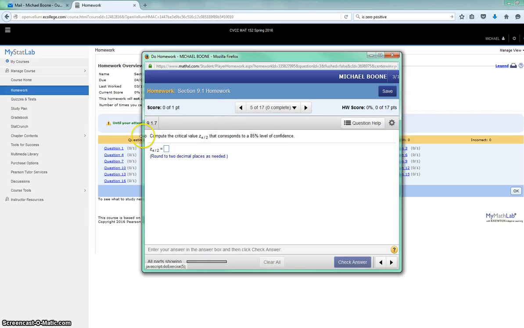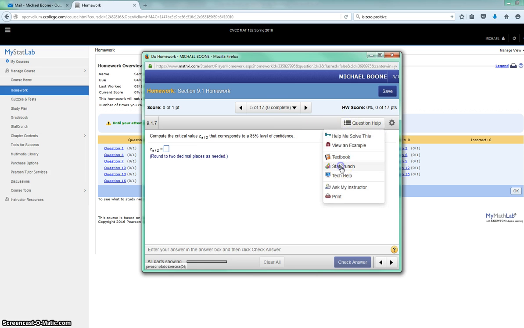So Chapter 9, Section 1, we're going to do some things in here that are practice. I'm going to show you how to have StatCrunch do them for you. Finding the z alpha over 2, this critical value, is something that we're not going to have to do a lot when we're doing confidence intervals, but I want to show you how to find it.